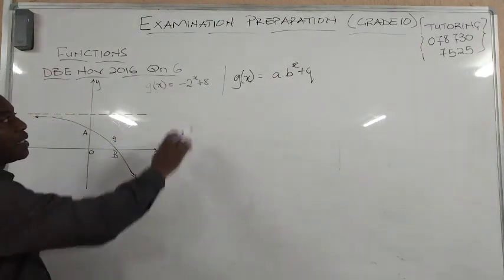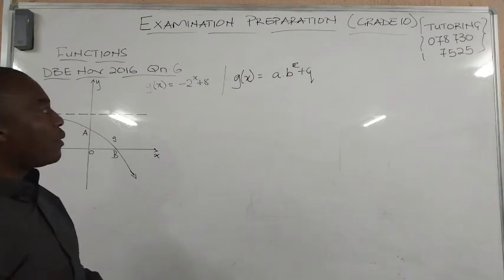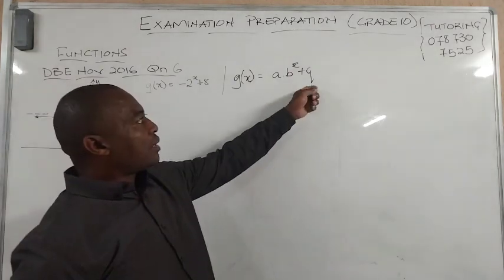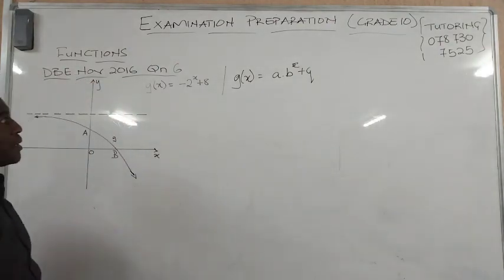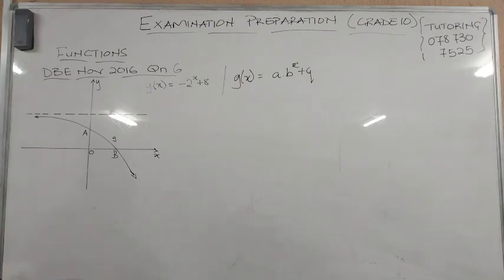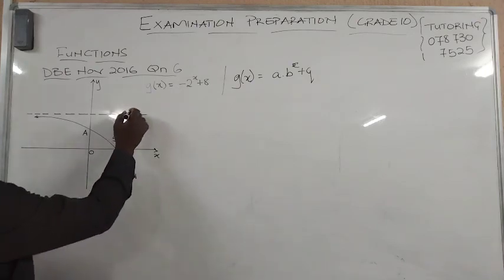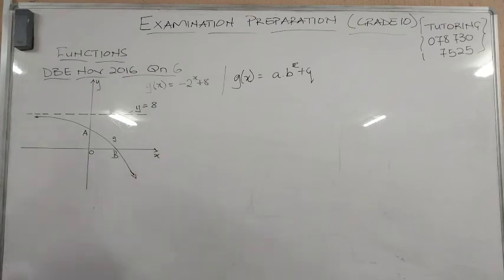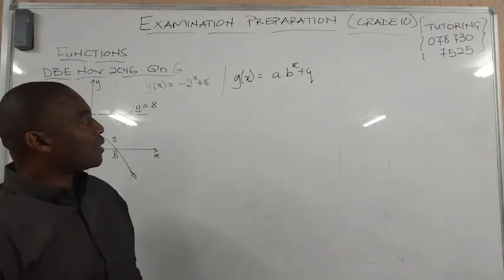If a is negative, it means the graph is below the asymptote. And then q is giving us the asymptote. So we already know the value of q, or the asymptote there. That is y is equal to 8. Alright, let's get to answer the questions.